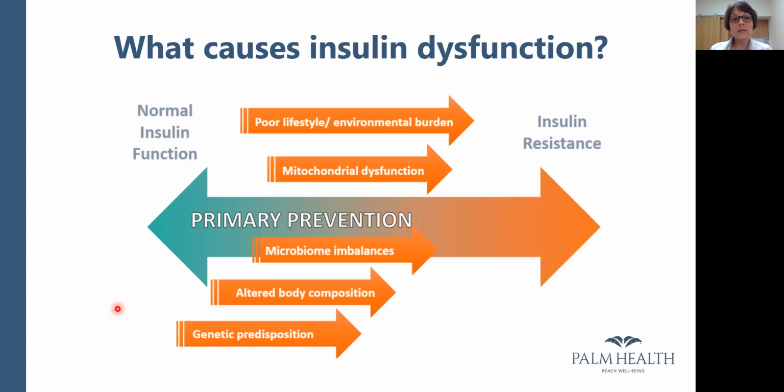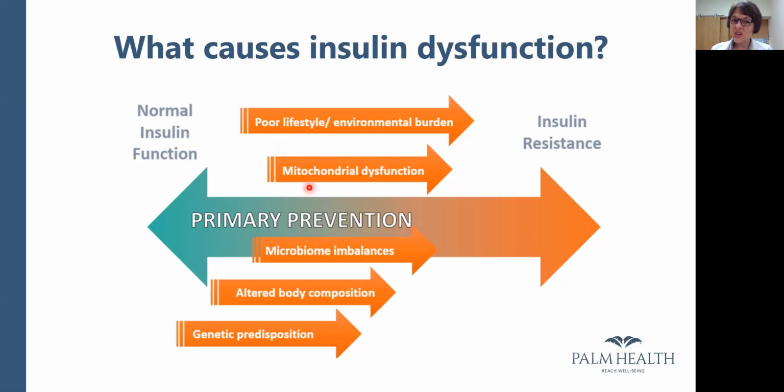So what causes the insulin dysfunction? At some point, individuals go from normal insulin function over to insulin resistance. So what things lead to that? Poor lifestyle. The lifestyle that I was leading 6 years ago, working a lot and eating on the fly and eating too many sweets, that was a poor lifestyle. If we have a lifestyle where we're not active, that can lead to insulin resistance.